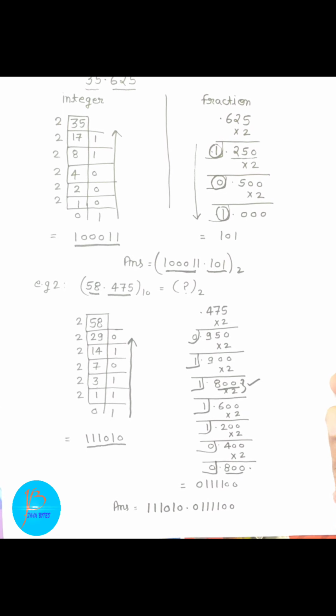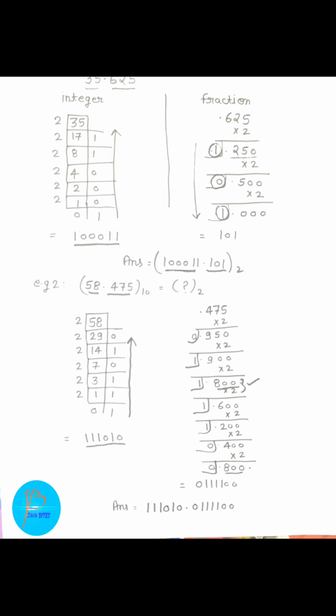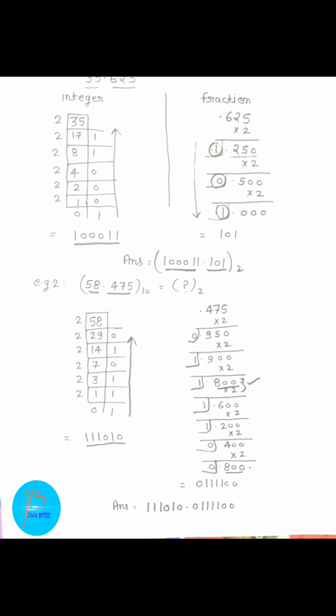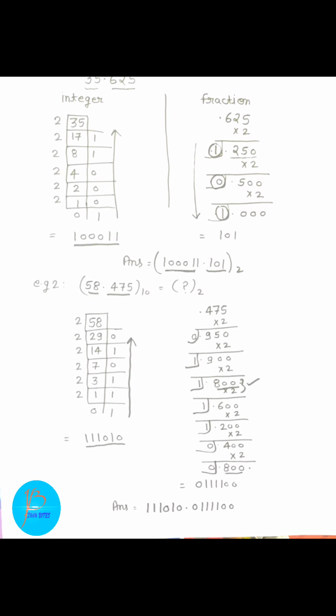And what it means, children, is that there are some numbers for which we cannot find the accurate binary equivalent. In computer science, children, it is taught that there are many fractional numbers which cannot be represented in memory in their accurate form. So this is the thing which we have to learn here.